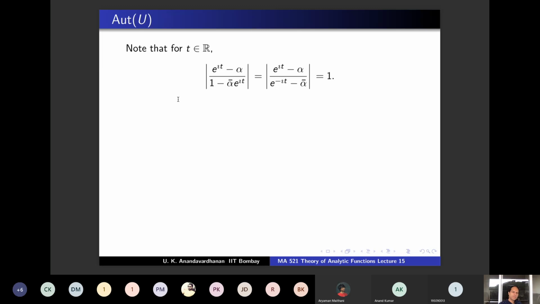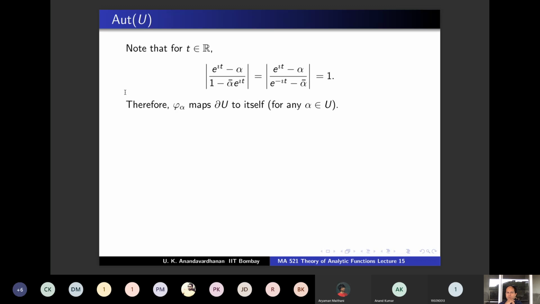So from this, what do you conclude? If you take something from the boundary of U, then the image is also on the boundary of U, right? Something from the boundary of U will be e power it, and phi alpha of e power it also has modulus 1. So you have concluded that phi alpha maps the boundary of U to itself. This is true whatever alpha you have chosen with modulus less than 1.